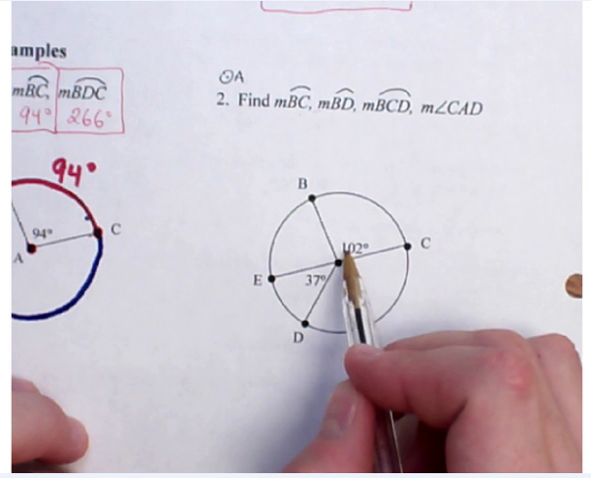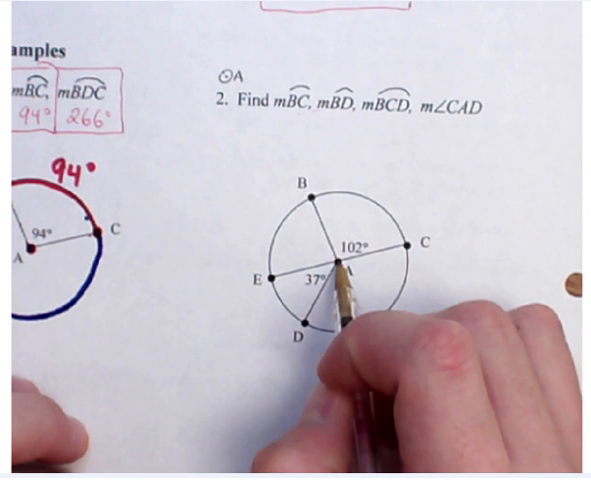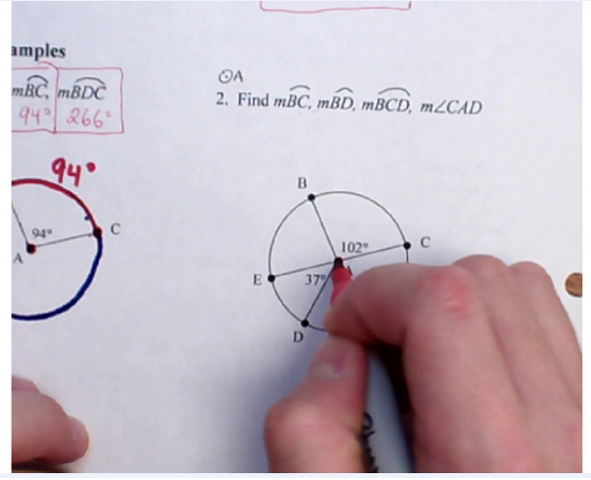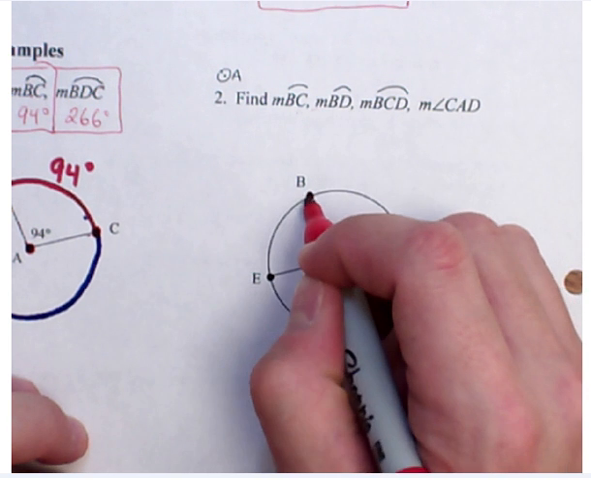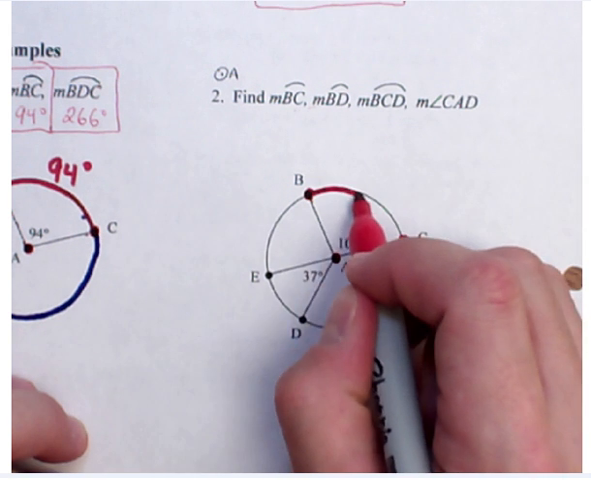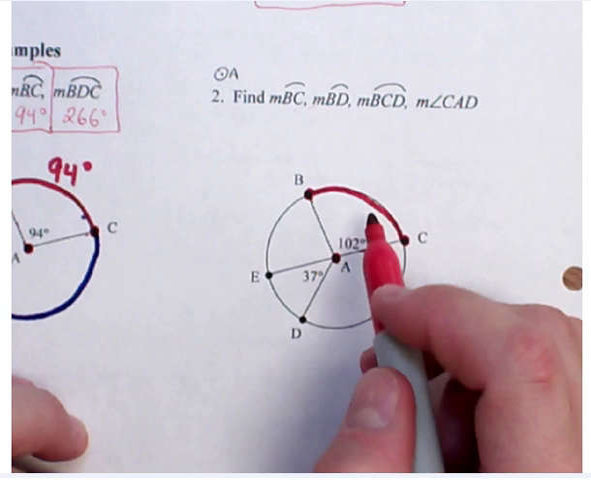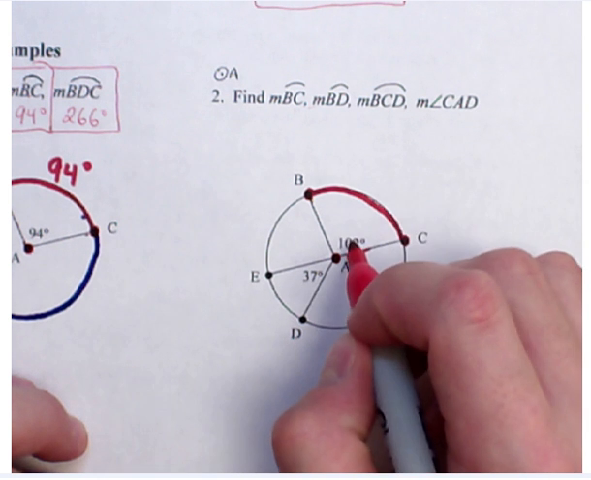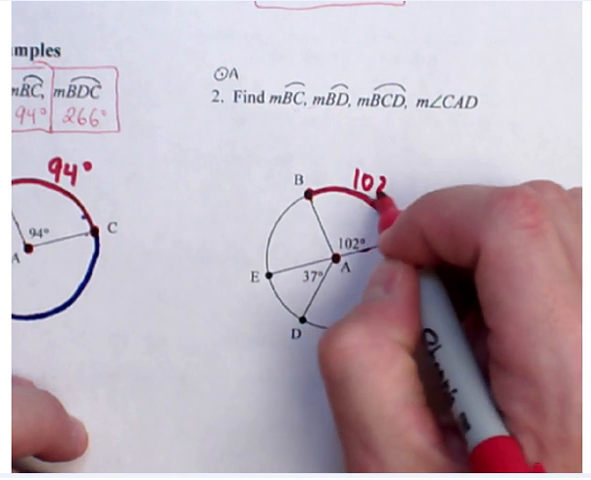They tell you 102 degrees, and this is a central angle. So again, if I trace this out from the vertex, I'd hit the circle at B and C. So the arc between them, arc BC, the central angle is the same as the arc measure. If this is 102 degrees, the arc measure is 102 degrees.